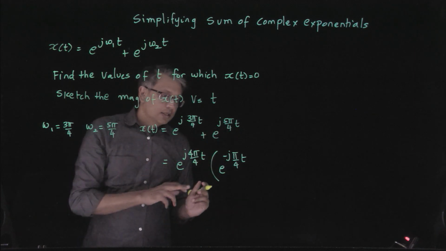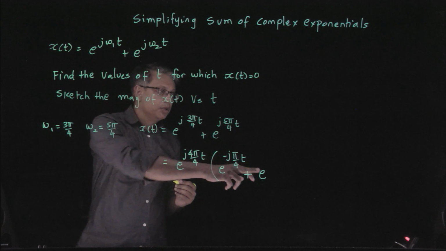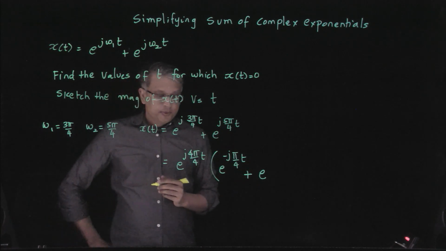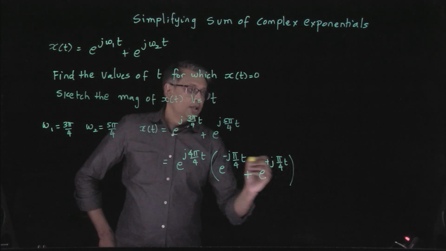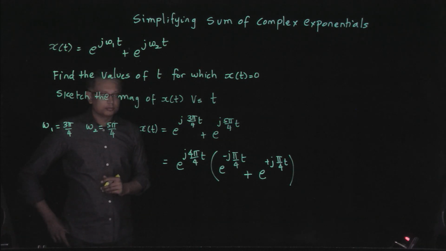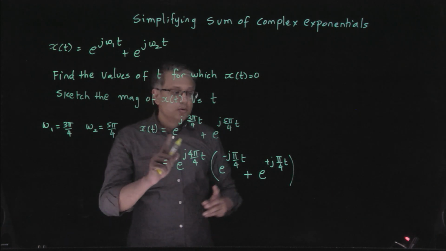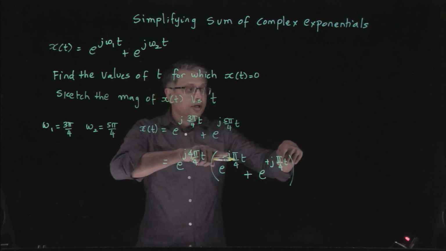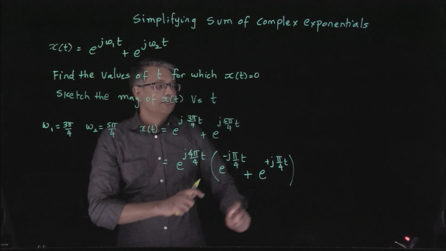Similarly, this term here, think about what should go in here before I write it. So that is going to be e to the plus j pi over 4 times t. Right? And the point is, since I factored the average out, these two exponents are going to be negatives of each other. I think that's the important thing you want to think about.